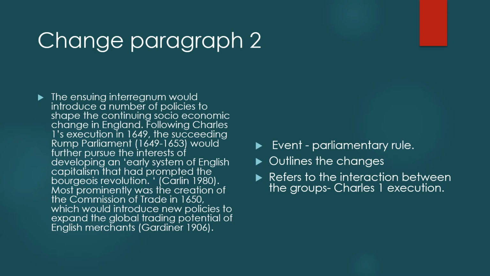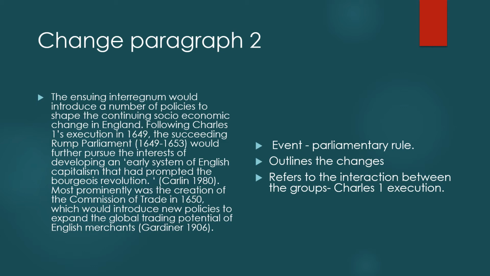Following Charles I's execution in 1649, the succeeding Rump Parliament would further pursue the interests of developing an early system of English capitalism that had prompted the bourgeois revolution, Carlin, 1980. Most prominently was the creation of the Commission of Trade in 1650, which would introduce new policies to expand the global trading potential of English merchants, Gardner, 1906.